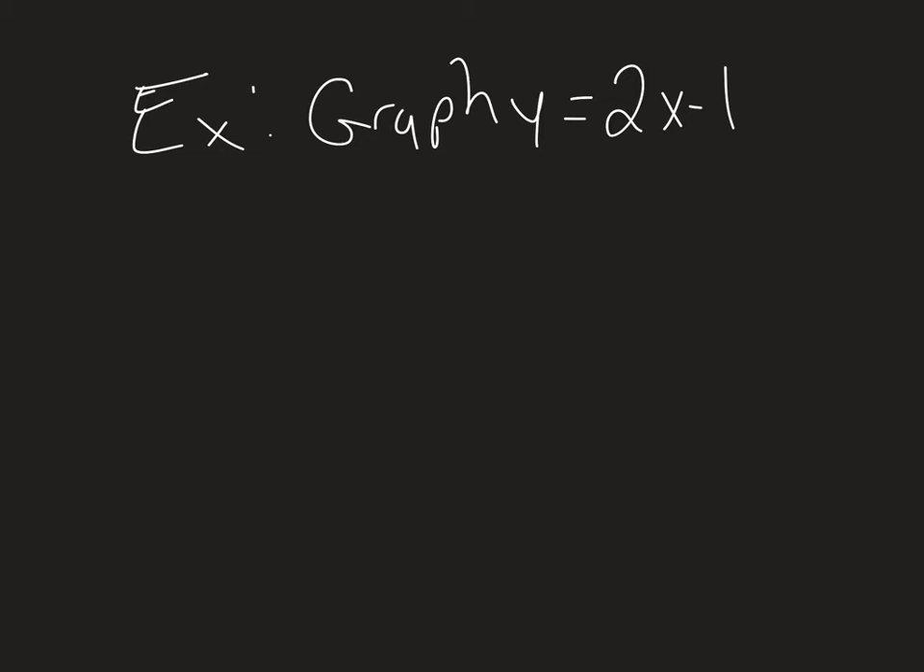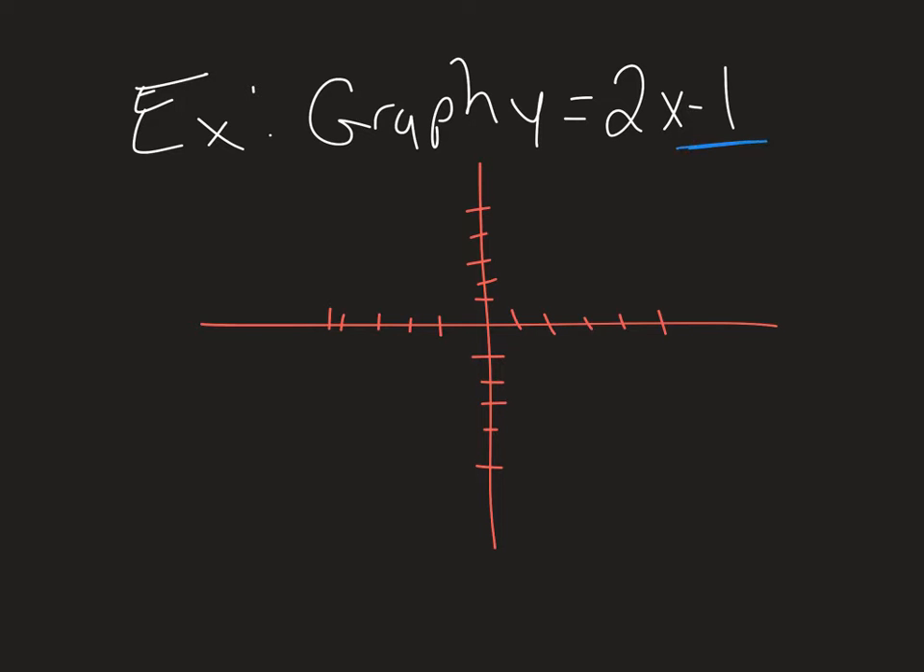Let's go ahead and make our coordinate grid. The first thing I'm going to do is look at my y-intercept. What this is telling me is that it goes through the point (0, -1), which means it goes through that point right there. My next step, I'm going to look at this number. Whatever is multiplied times the x, that's my m, my slope, which means my slope is 2 over 1.